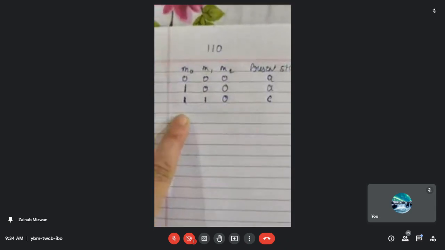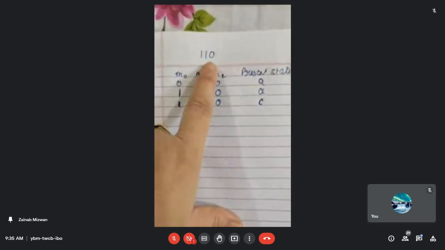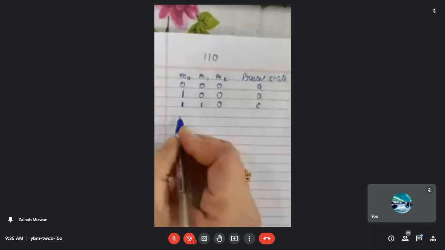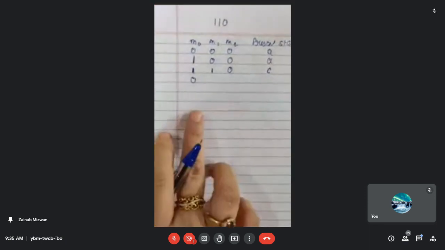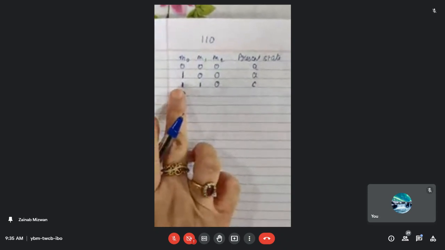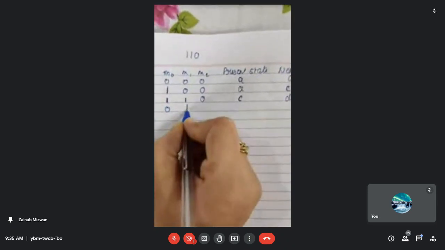Now the third bit is remaining. Where is the third bit going to come? This is the 0. Now, when 0 comes into M0, the one which was previously present will be shifted to M1.